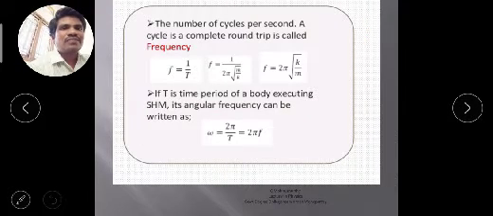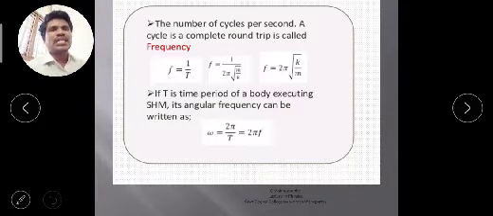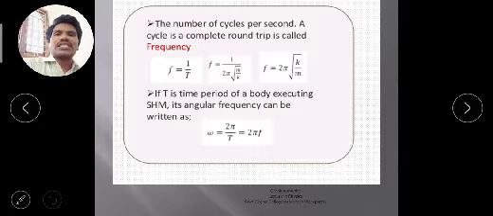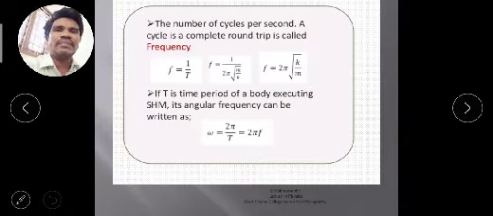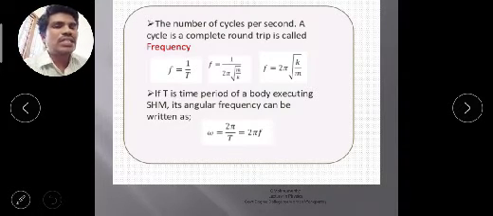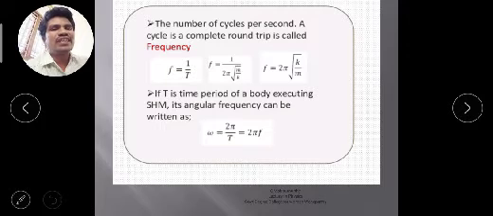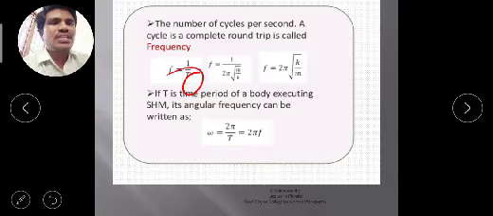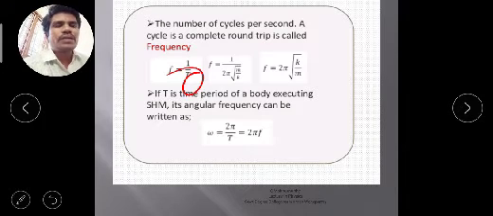And now the number of cycles per second. A cycle is a complete round trip. The number of oscillations per second is called the frequency, and it is denoted with f, and f is equal to 1 by T. Then we substitute the time period T is equal to 2 pi root m by k. Then we get f is equal to 1 by 2 pi root k by m.